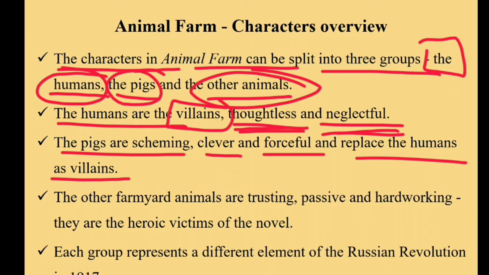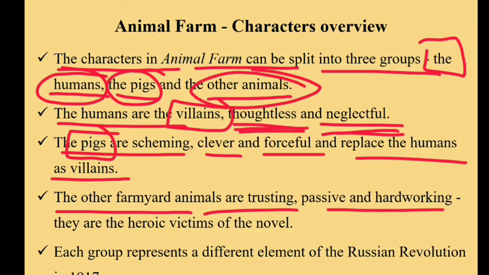Here, pigs are also very clever. Pigs like Napoleon, we will come to that. The other farmyard animals are trusting, passive, and hardworking. They are the heroic victims of the novel. Here, there are other people who are silent workers. Okay, and they are unsung heroes in the novel.